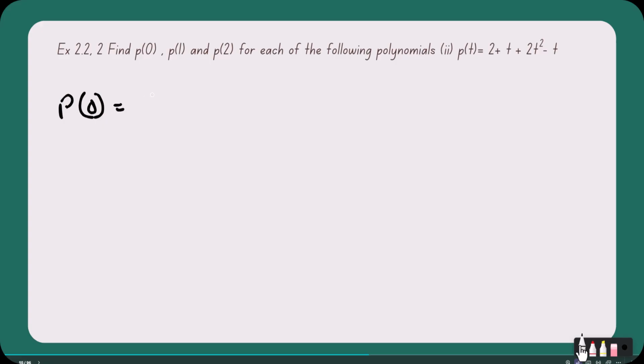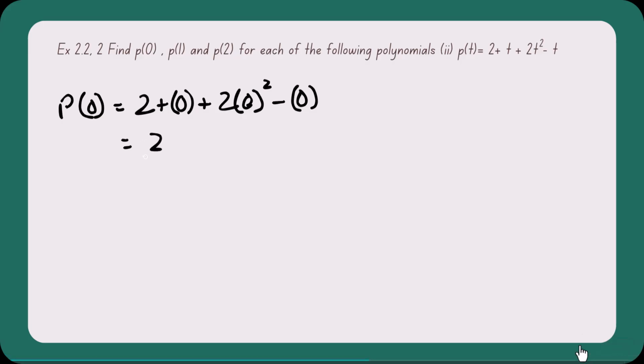Wherever t is there, put 0, right? So you'll get 2 into 0 square. Like I said, when substituting, always put brackets so you know what has been changed. That is very important, okay? So what is the final answer here? Very simple. We have 2 as the answer. P of 0 is 2.